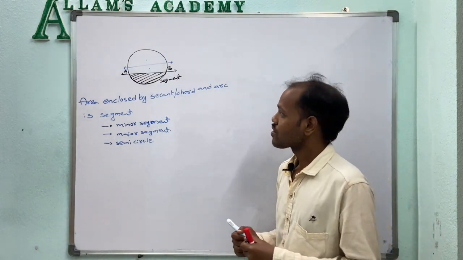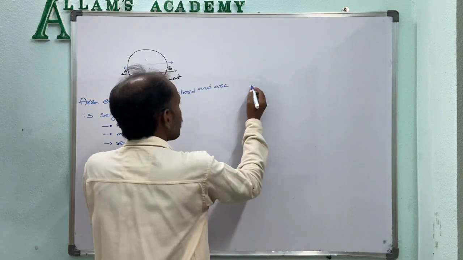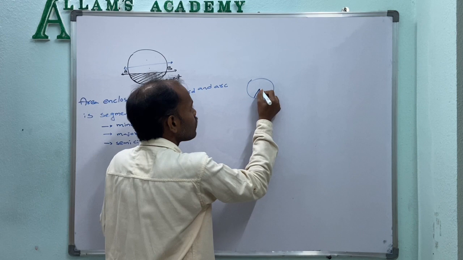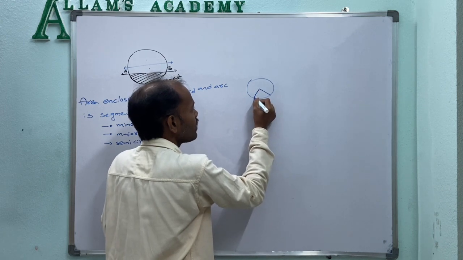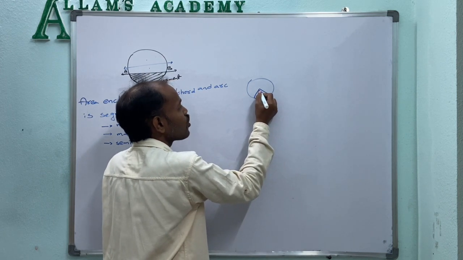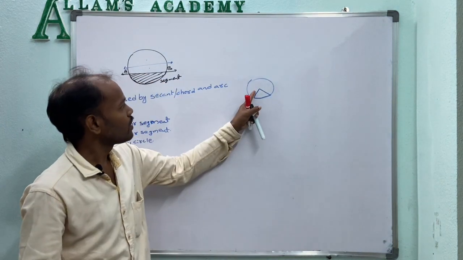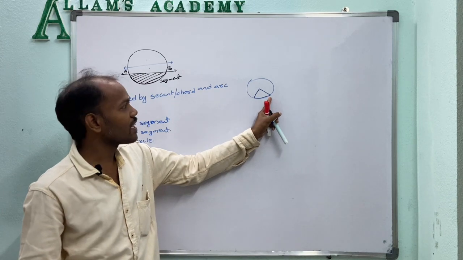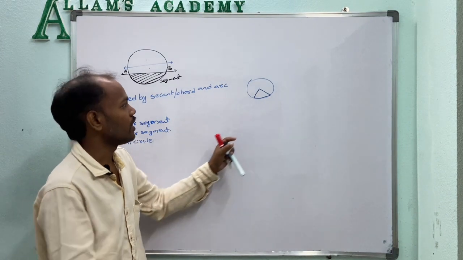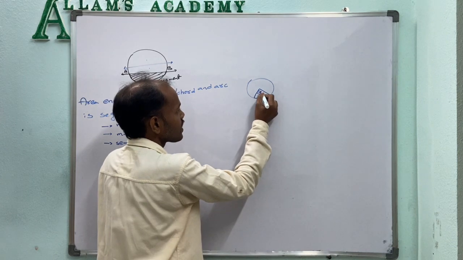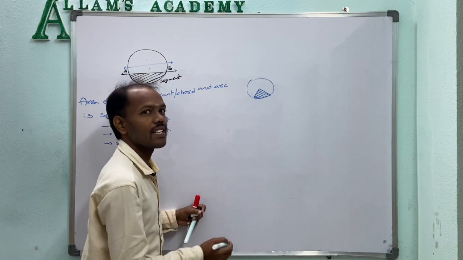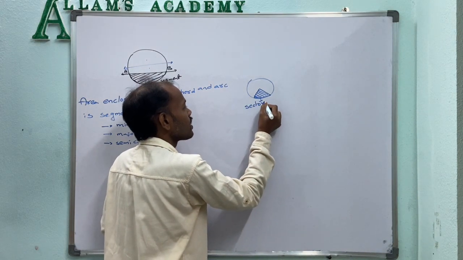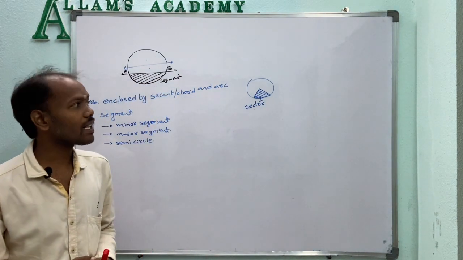Okay, so next, if in a circle two radii and an arc enclose an area, two radii and the arc joining them enclose an area, this enclosed area is called a sector. This place is called a sector.